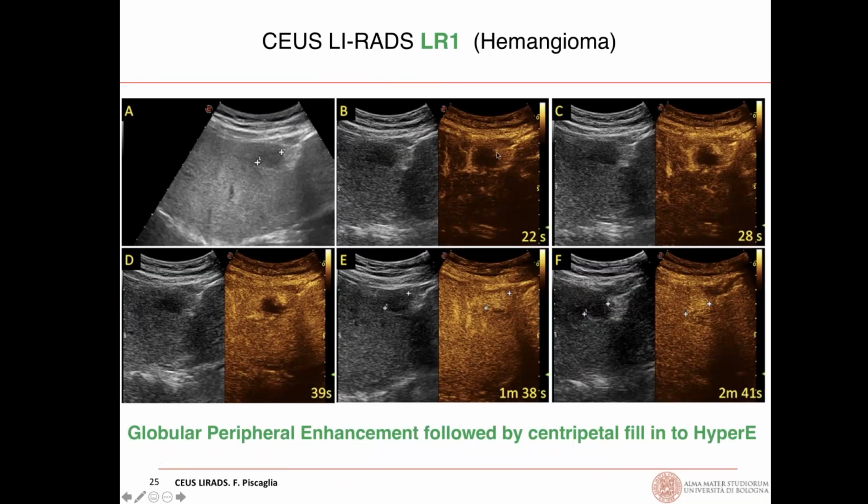This is a peripheral globular enhancement with progressive filling from the periphery to the center of the lesion, and it remains hyperenhancing in the late phase. So this is a typical hemangioma in a fatty liver with a moderate increase in stiffness, so potentially at risk for hepatocellular carcinoma, but this is typically a hemangioma and can be classified as LR1. If you are not sure, or you have any doubt about hemangioma, please send the patient to have MRI, which is the gold standard for hemangioma.